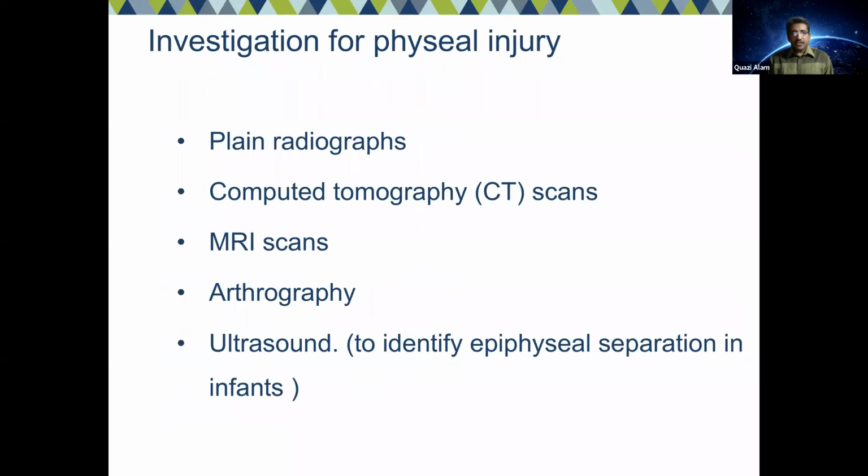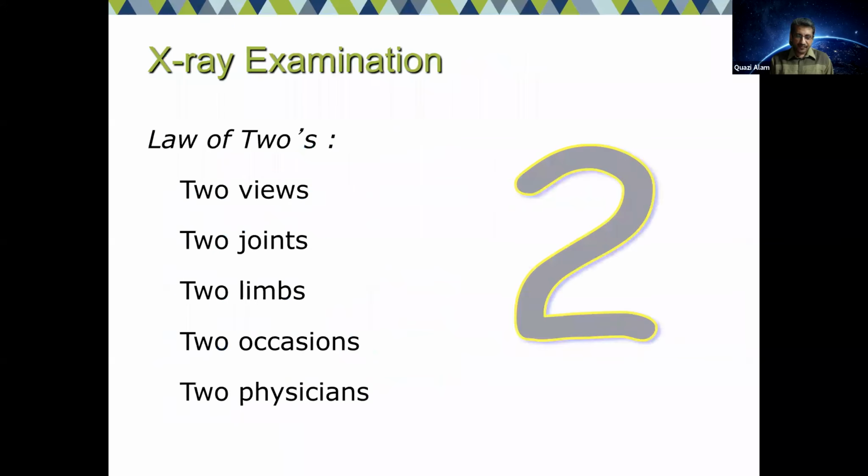What are the investigations that we need to diagnose a physeal injury? A plain radiograph is good enough. We can go for CT scan. We can go for MRI scan. Arthrography and ultrasound can help also. Specifically, the ultrasound can identify the epiphyseal separation in case of infants.